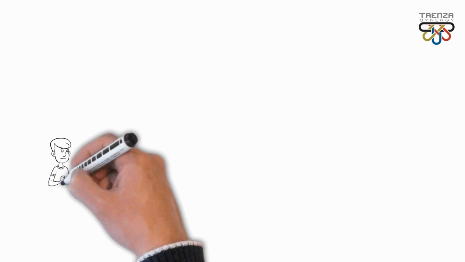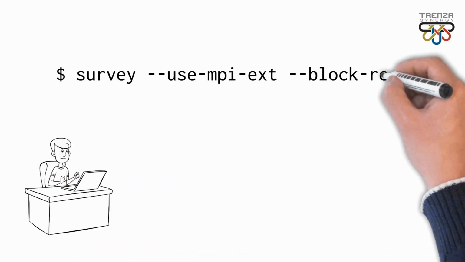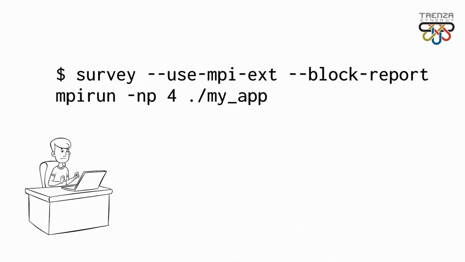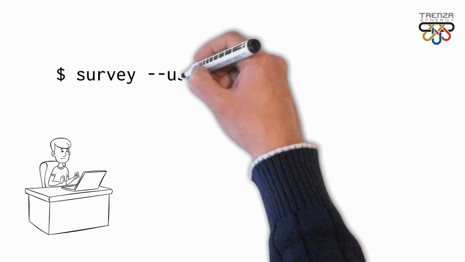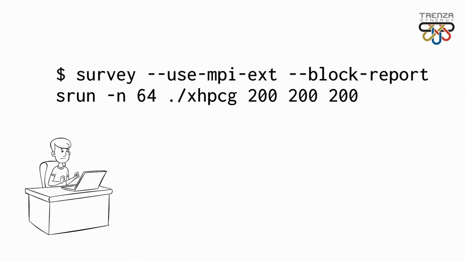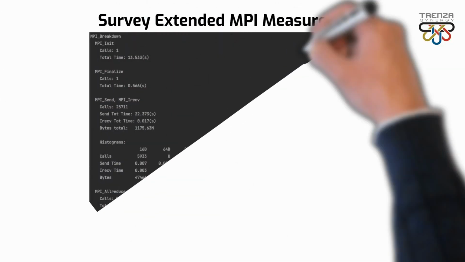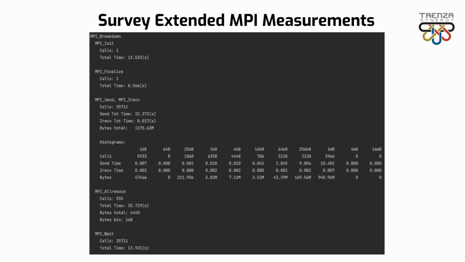To run Survey with the extended MPI measurements, use the command survey --use-MPI-extended, that's EXT for extended, --block-report, and then your application call. For example, survey --use-MPI-extended --block-report srun -n64 ./xhpcg 200 200 200. Here's an example of the Survey extended MPI measurements of xhpcg performed with 64 ranks. The total test time was 7 minutes and 49 seconds.